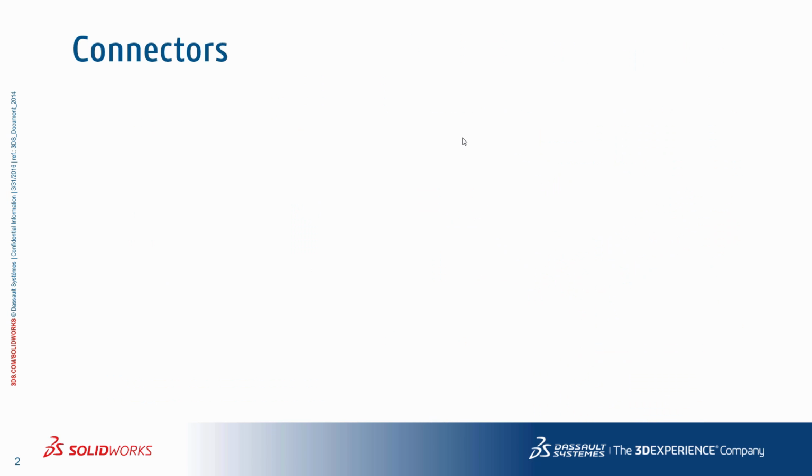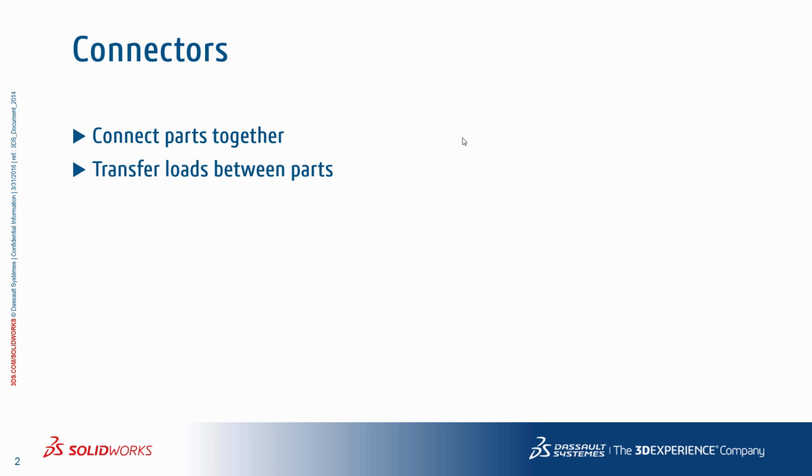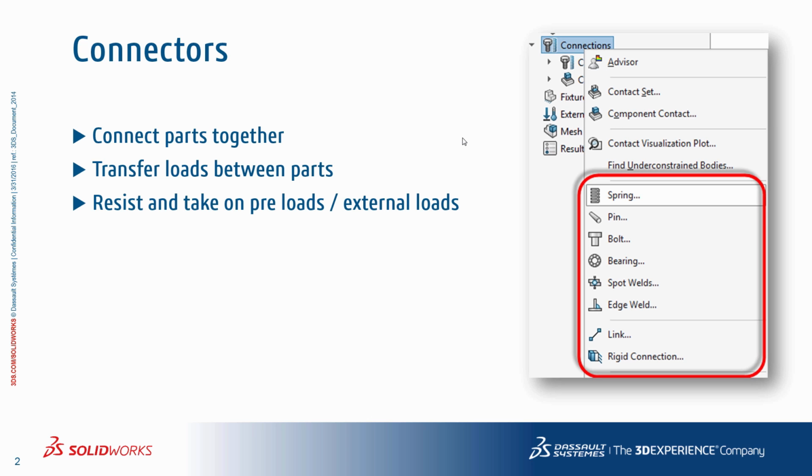So why connectors in the first place? Well, connectors connect two or more parts of the assemblies together. They transfer loads between the connected parts. They can resist and take on preloads as well as external loads. In SolidWorks simulation, there's a wide variety of connectors to select and use from, such as springs, pin, bolt, bearing connectors, spot welds, edge welds, links, and rigid connection.